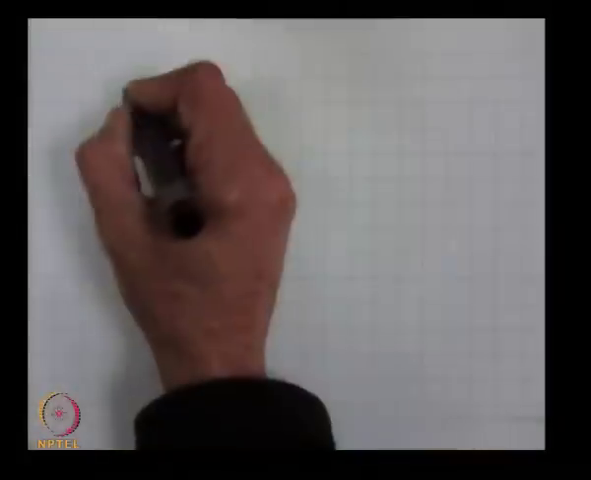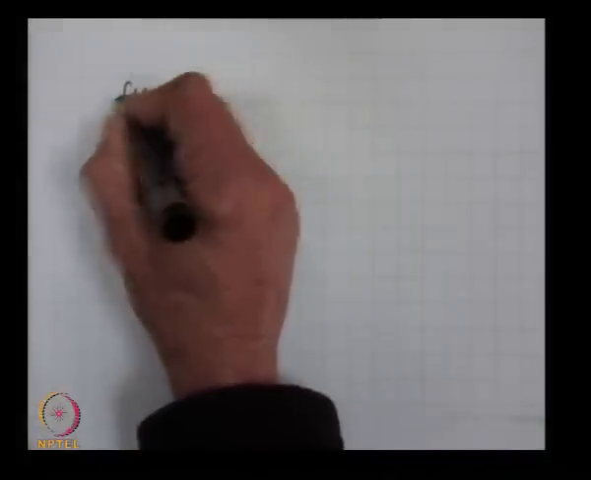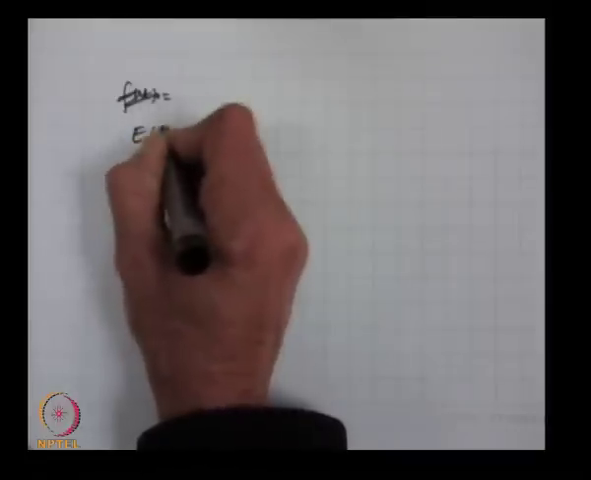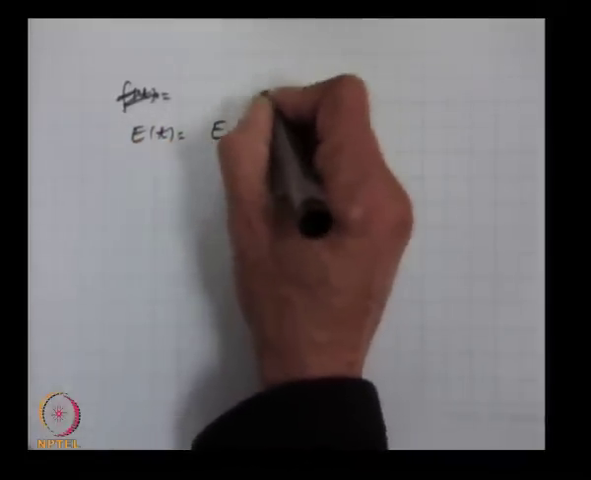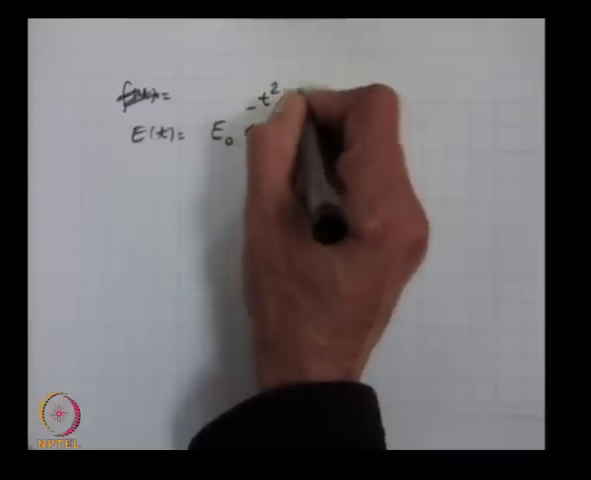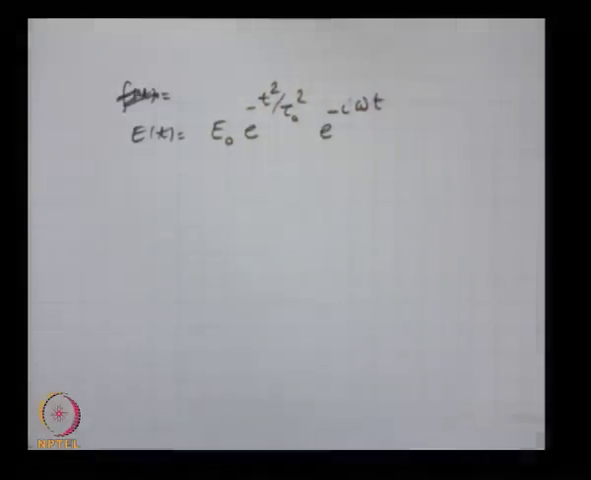So how is it different from that case? Okay, now let me show you two kinds of pulses. One, for example, I can have a function of time, so electric field. Let me write electric field as a function of time is equal to E0 exponential minus t square by tau 0 square exponential minus i omega t. Now this is a pulse.